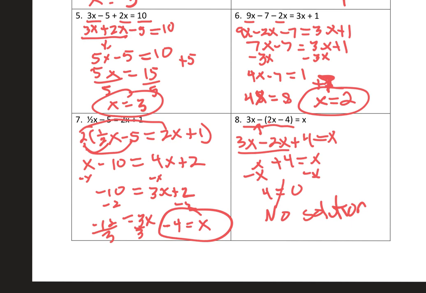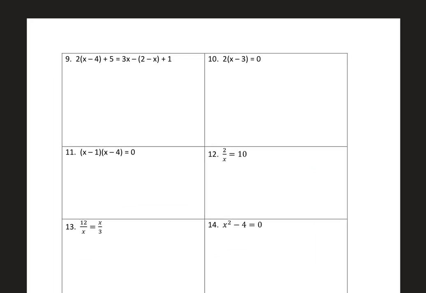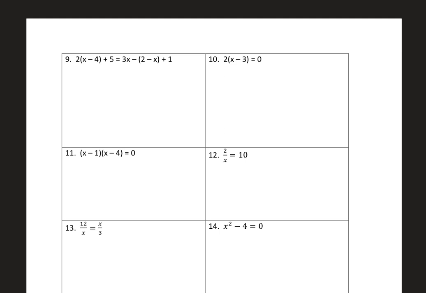So let's go to the next page. Okay, so here we have a more complicated situation where we have parentheses on both sides. All right, we're going to distribute here. So we have 2 times x, 2 times -4. The signs don't change because 2 is positive. So we have 2x minus 8 plus 5 equals 3x.